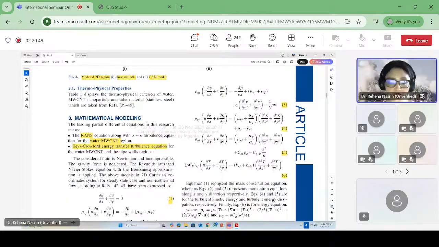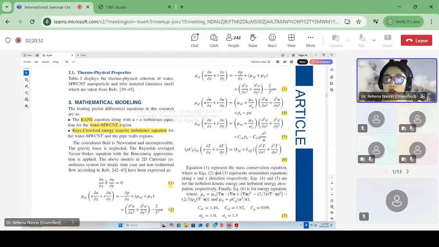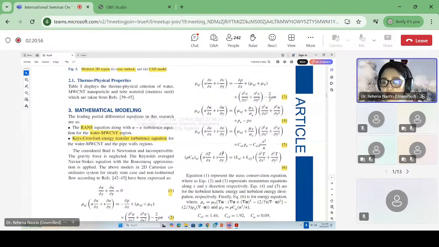And here the dependent variables are U, V, kappa, epsilon, T, and also P, pressure. There are 6 dependent variables. These are known as space variables. There are many of these equations in COMSOL Multiphysics, and we use the finite element method.